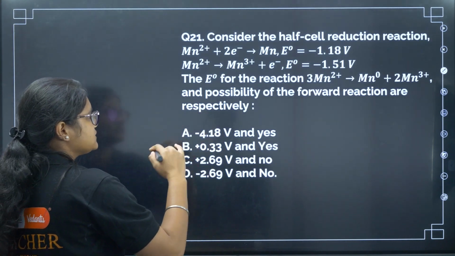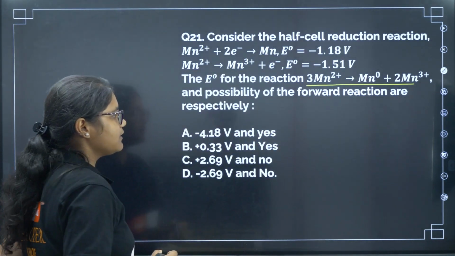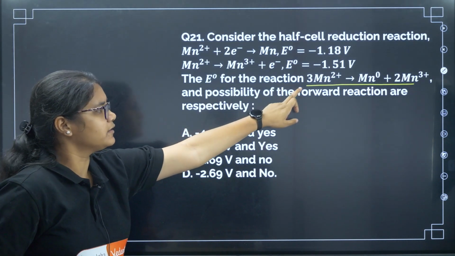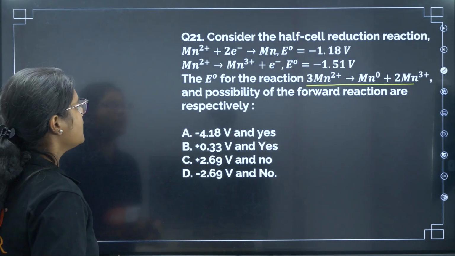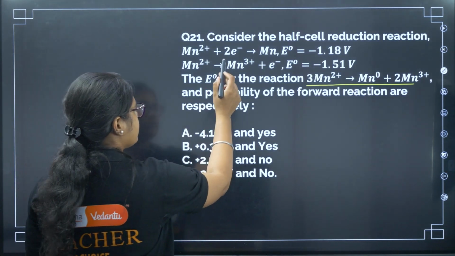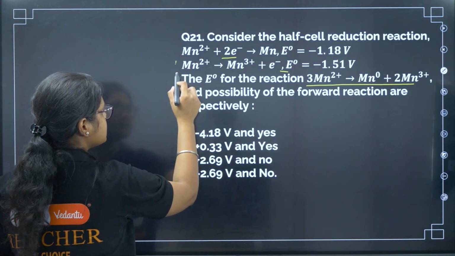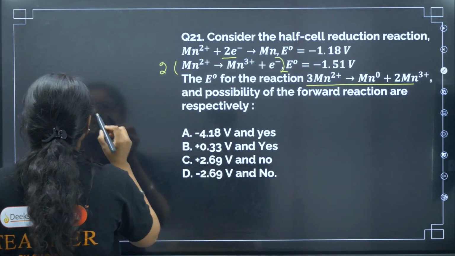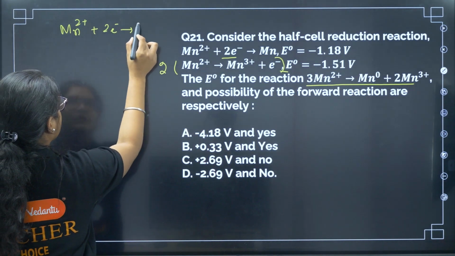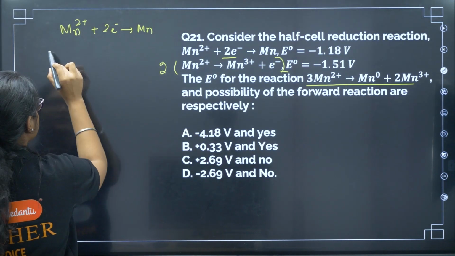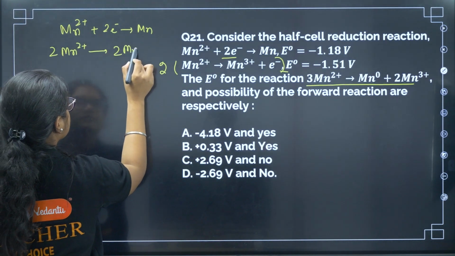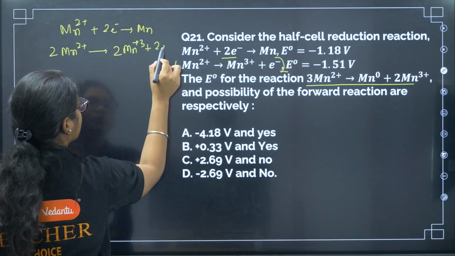Consider the half cell reactions, E0 cell for the given reaction is. So what we have to do is, 2 reactions are given. We have to identify how we can get the third reaction from these 2 reactions. Now you see in any reaction, the electron number should be the same. Here the number of electrons is 2, here the number of electrons is 1. So let us multiply this equation with 2. So what is the equation? First I am having Mn2+ plus 2 electrons gives Mn. And the second one is 2 Mn2+ giving me 2 Mn3+ plus 2 electrons.